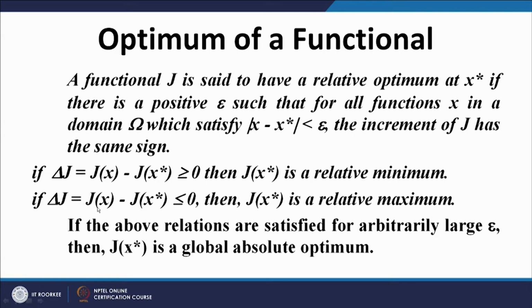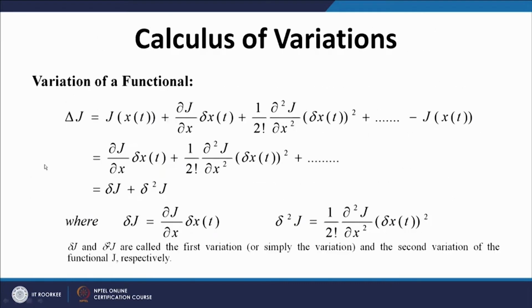And similarly, if ΔJ is less than 0, J(x) minus J(x star) is less than 0, then J(x star) is a relative maximum. So, if the above relations are satisfied arbitrarily for large epsilon, then we say J(x star) is a global absolute optimum. Optimum means if the increment is greater than 0, we say it's a minima, increment is less than 0, we say it's maxima. And the increment of a functional, we have seen, is given as the first variation, second variation and the higher variations.